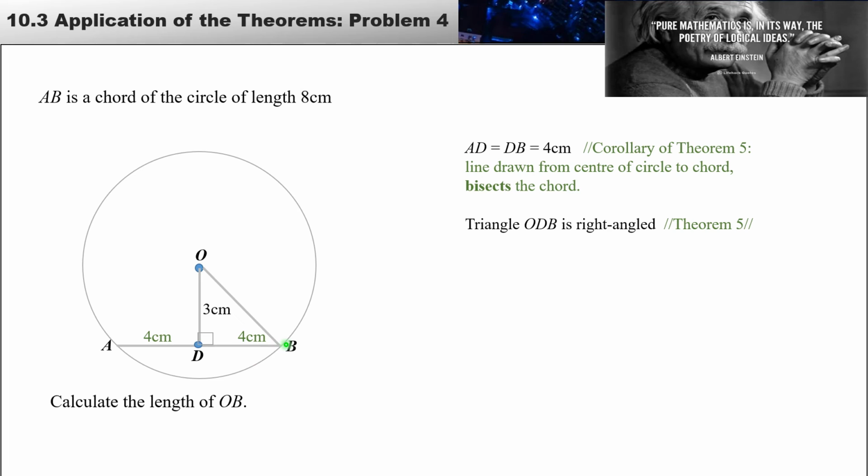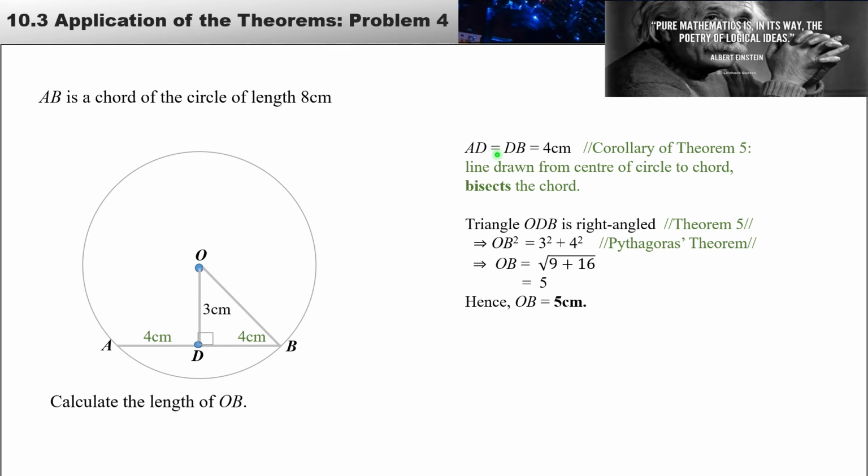And do you see what's happening now? Can I determine OB? I can determine OB using Pythagoras' theorem, which says the square of the hypotenuse, which is OB, is equal to the sum of the squares of the other two sides. So OB is equal to the square root of 3 squared, which is 9, plus 4 squared, which is 16. To get to OB you take the square root of both sides and you end up with this calculation here. 9 plus 16 is 25, so the square root of 25 is 5, and that means the length of OB is 5 centimeters.